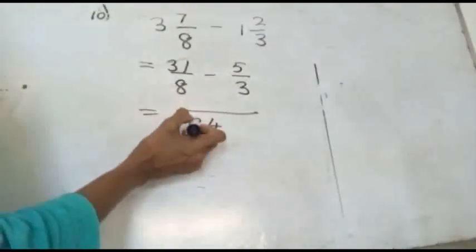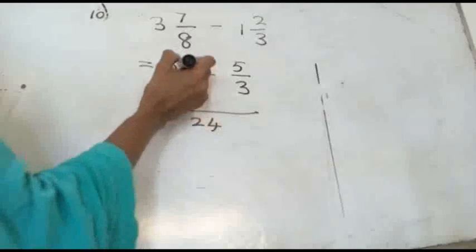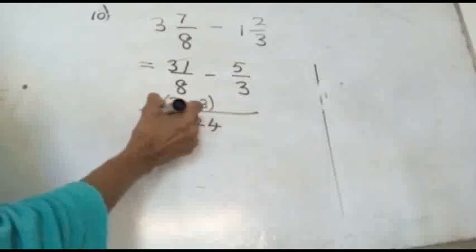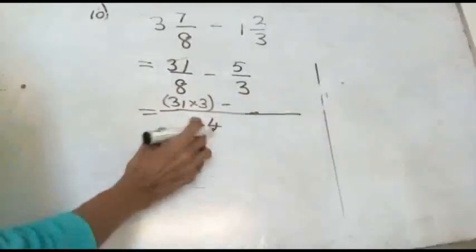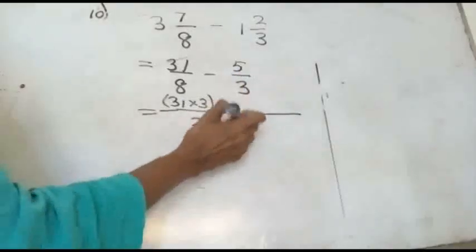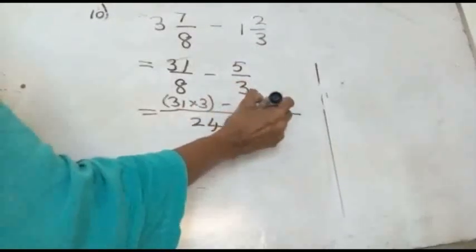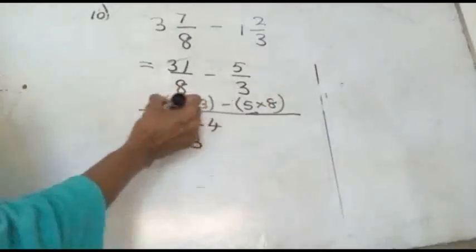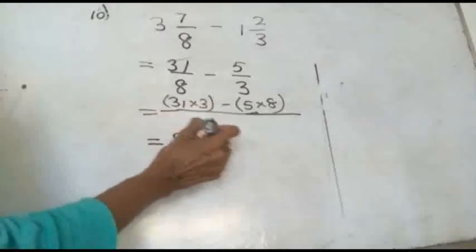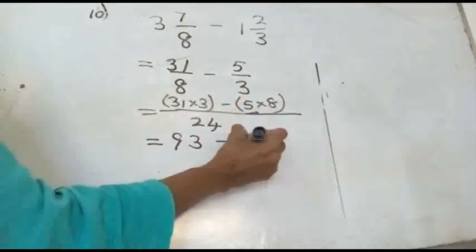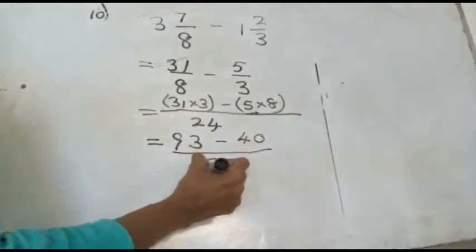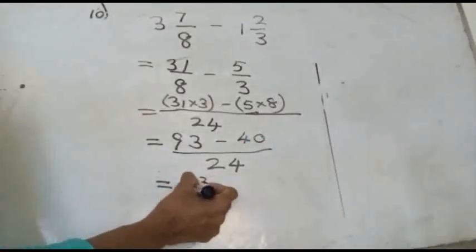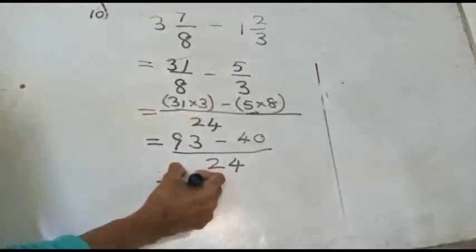24 divided by 8 is equal to 3. 3 multiplied by 31. Subtract. 24 divided by 3 is equal to 8. 8 multiplied by 5. 3 times 1, 3. 3 times 3, 9. Subtract. 5 times 8 is equal to 40. Divide by 24. 93 subtract 40 is 53. 3 subtract 0 is equal to 3. 9 subtract 4 is equal to 5.